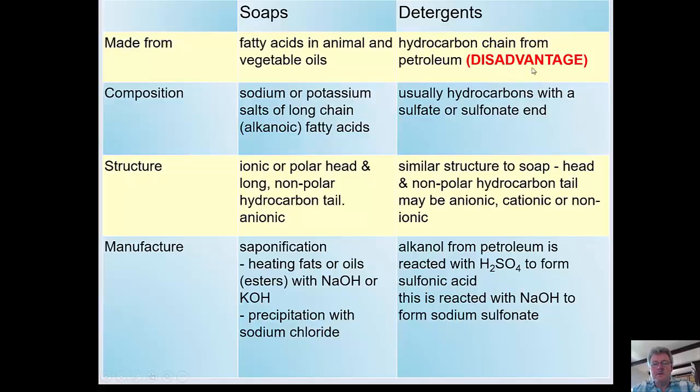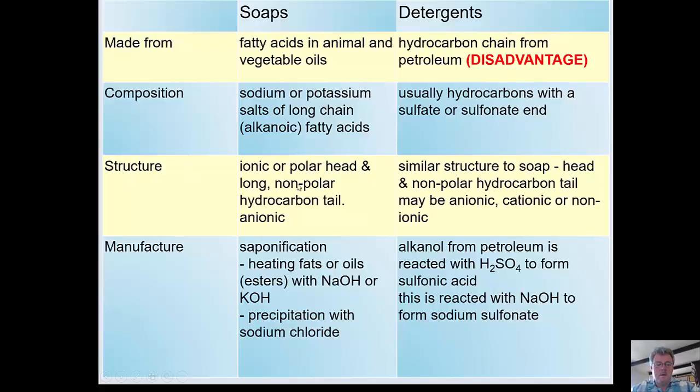Detergents are made from hydrocarbon chains. They're from petroleum. That's a disadvantage, and you can talk about the disadvantages of using petroleum, a finite resource. It has to be refined and then broken down to a certain hydrocarbon chain, using catalytic cracking and fractional distillation, all the way down to the chain that they need for these molecules. Usually the hydrocarbons have a sulfate or a sulfonate end, so it's a different end on it, and we'll see that shortly.